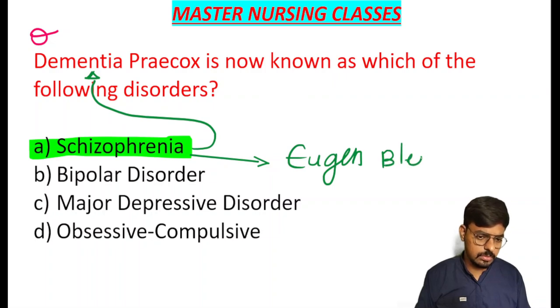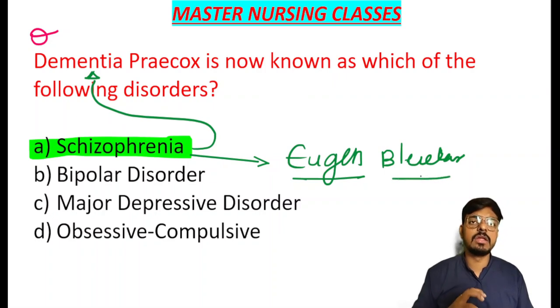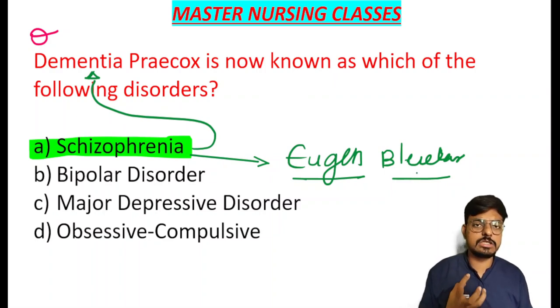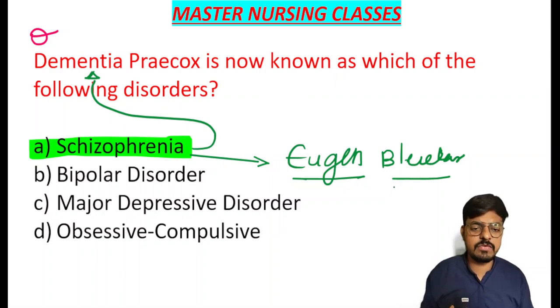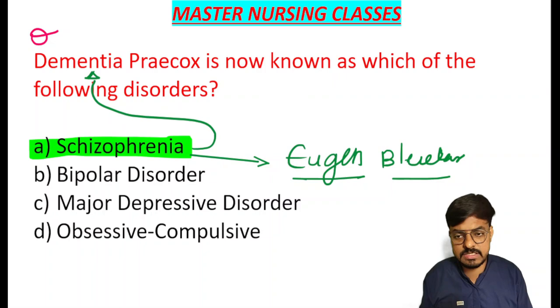Eugen Bleuler is the person who coined the word schizophrenia. The meaning of schizophrenia is split mind. So I am telling you the word schizophrenia was discovered by Eugen Bleuler, and who called schizophrenia dementia praecox?